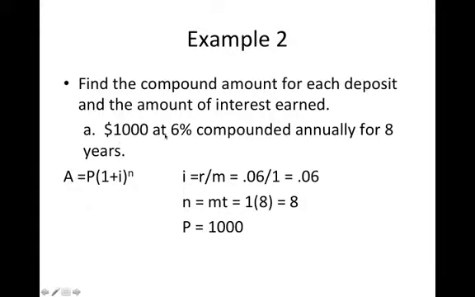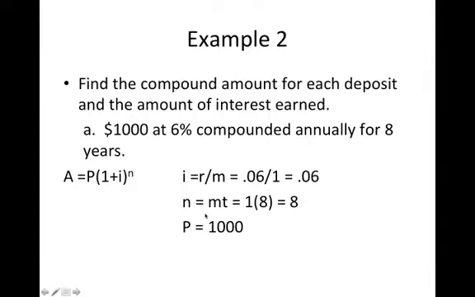Part A has $1,000 at 6% compounded annually for 8 years. So we have an initial investment of $1,000, so that's our value for P. R is equal to 0.06 because it's 6% there, compounded annually. That means M equals 1. So when we use I equals R divided by M, we're going to do our 0.06 divided by 1, which is just 0.06. N is going to equal M times T, so 1 time per year times 8 years gives us 8 times that the interest will be compounded.